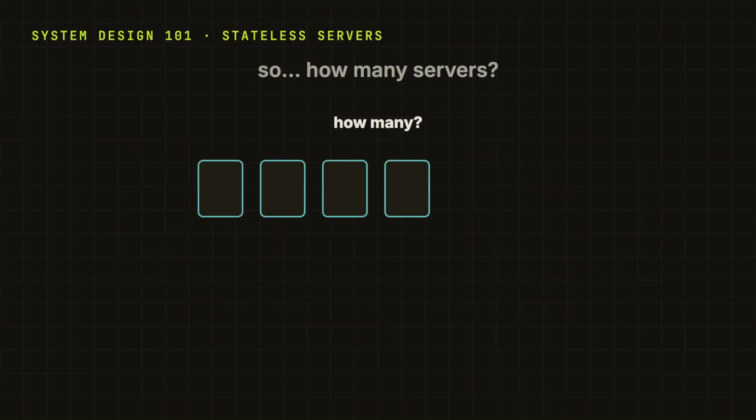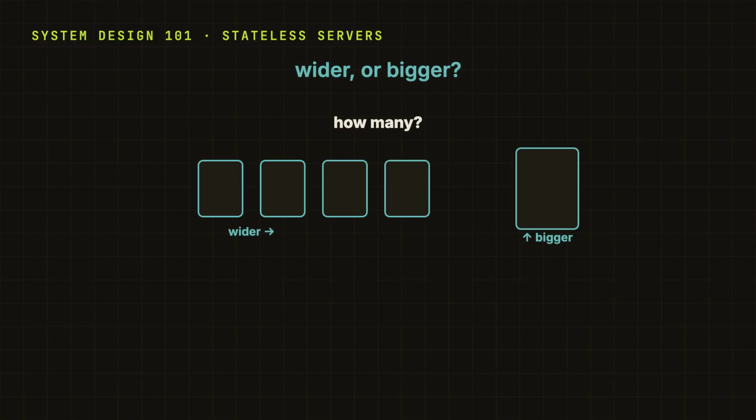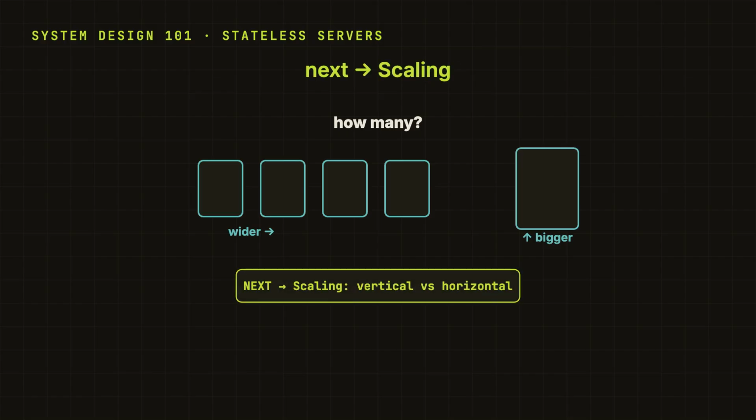Which raises the obvious next question. Okay, the servers are disposable now. So how many do we run? And do we go wider or bigger? That is scaling vertical versus horizontal. And it is the next video. See you there.